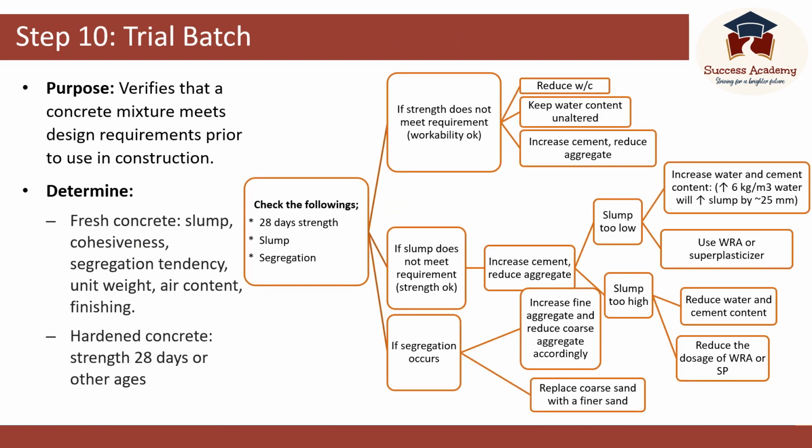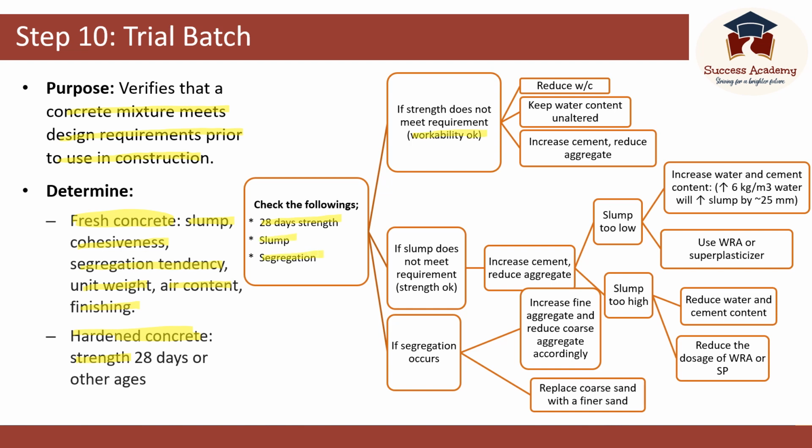The last step is the trial batch. The purpose of making a trial batch is to verify the concrete mix meets design requirements prior to use in the construction. We determine the slump, cohesiveness, segregation tendency, unit weight, air content, and finishing in the fresh concrete, and strength in the hardened concrete. So we measure the 28-day strength, slump, and the segregation.